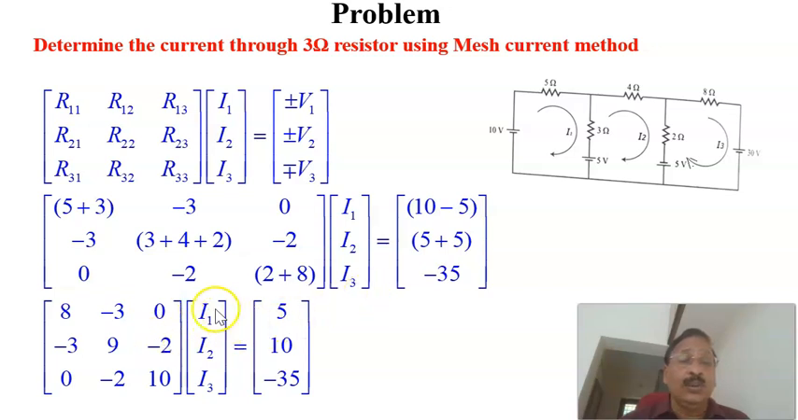That into the column matrix, current matrix, mesh currents I1, I2, and I3, that is R into I equal to the voltage matrix. Voltage matrix means 10 minus 5, that is 5; 5 plus 5, 10; and minus 35. Therefore, this is the equation to be solved. In that, the unknowns are mesh currents I1, I2, and I3. That can be solved using Cramer's rule. We'll see in the coming slide.